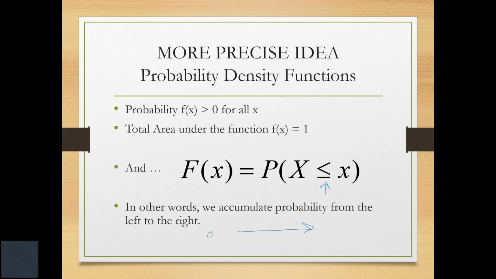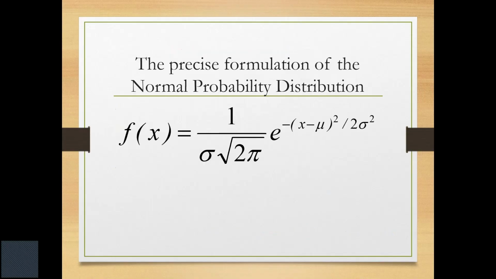So we have 0%. Eventually we have 5%. Get to the middle, we have 50%. Blah, blah, we have 95%. And eventually we have 100%. Now, where do we have 100%? At positive infinity. And where do we have 0? At negative infinity. But we're just not going to worry about that too much.